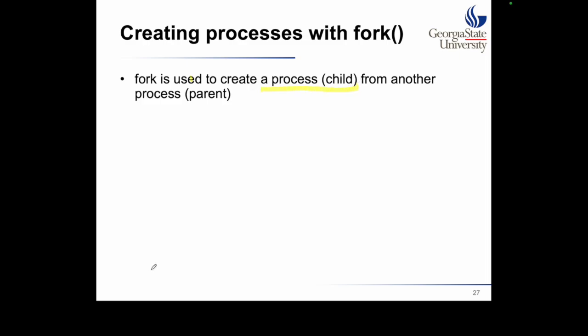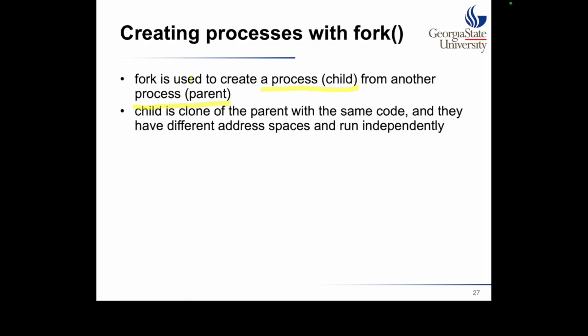The fork system call is used to create a process. Usually, the new process is called a child process, and this child process is usually created by another process called a parent process. And the child is usually a complete replica, a complete clone of the parent. That means the child process has the same code as its parent process, but they usually have different address spaces and they run independently.